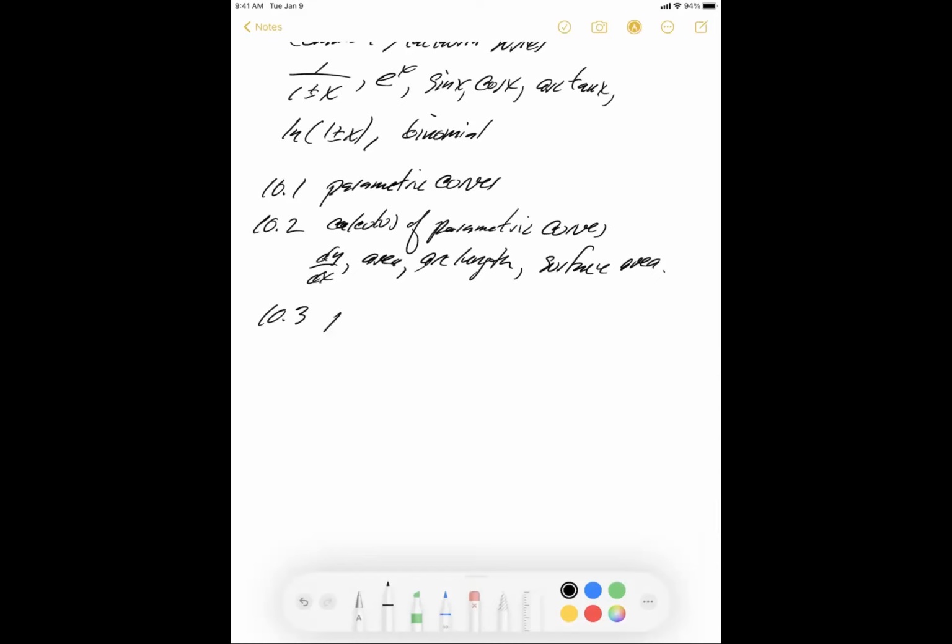10.3, that's polar, so polar curves. And then 10.4 is where we do the area of polar curves. So area and polar curves.